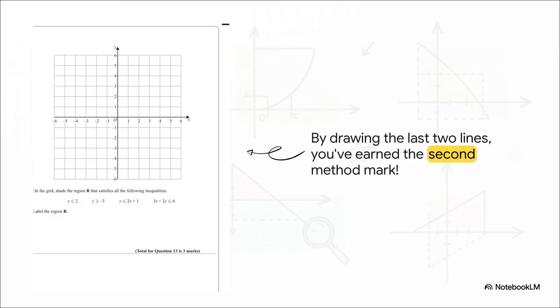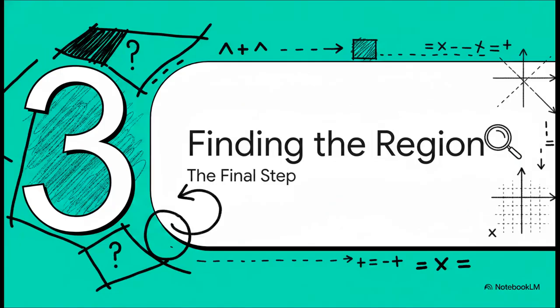And this is brilliant because it shows you exactly how the marks are awarded. The mark scheme literally says that for drawing the remaining 2 correct boundaries, you get a second M1 mark. So just by drawing the lines, we've already got 2 out of the 3 marks locked in. We're almost there. Okay, so we've got all 4 of our boundary lines on the grid.